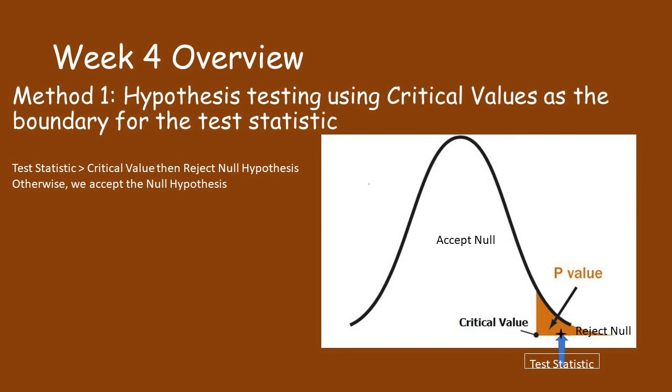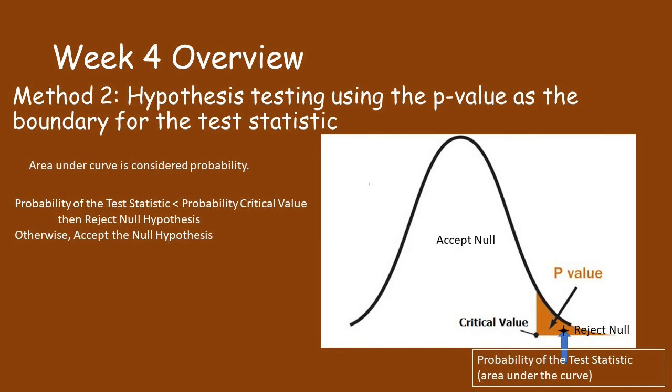Let's look at method 2, which is using the p-value as the boundary for that test statistic. Now remember, when we're using probability density functions, the area under the curve is the probability, and it can't be greater than 1. It can't be greater than 100%. So when the probability for the test statistic is small, really small, smaller than the probability of that critical value, then it's very improbable that we'll ever see that test statistic happening, and so we reject the null.